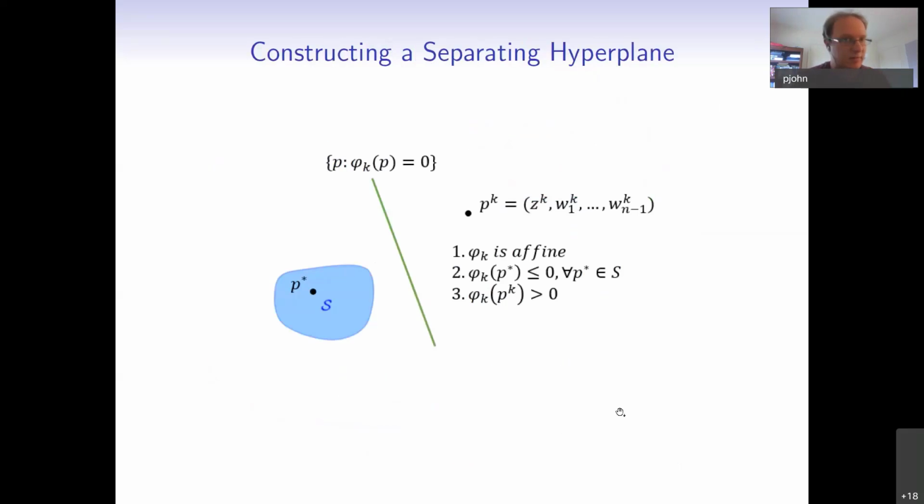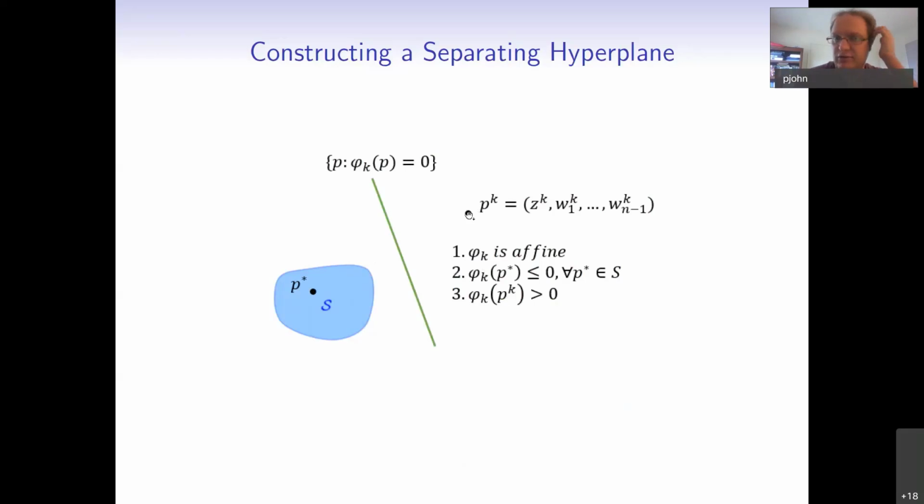Okay, so how do we construct the separating hyperplane? We really want three things to hold. We're going to parameterize this hyperplane via a function phi k. The hyperplane is going to be the set of zeros of phi k, so in order for this to be a hyperplane, we need phi k to be affine. We want the solution set to be on one side of the hyperplane, and we want the current estimate pk to be on the other side. By convention, we pick the negative side to be this side and the positive side to be this side. So we want the solution set to be over here on the negative side and the current point pk to be on the positive side.